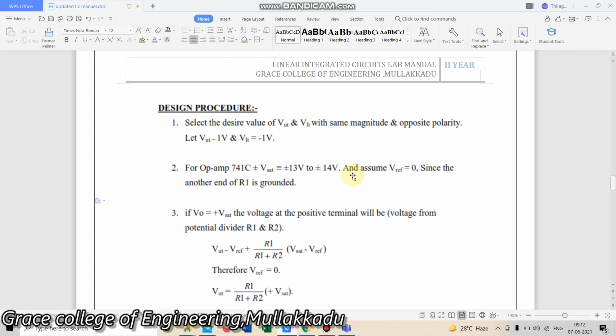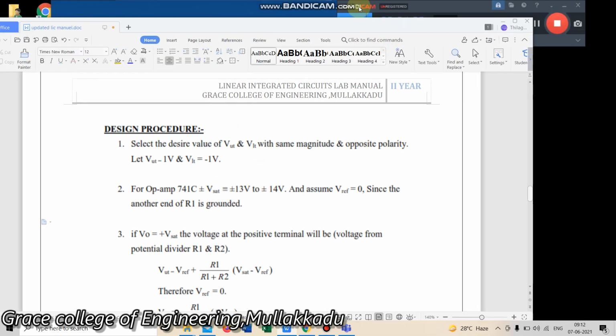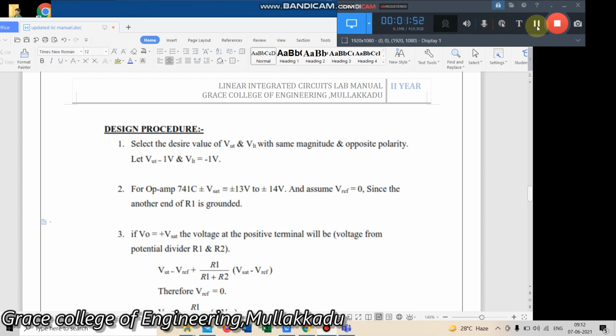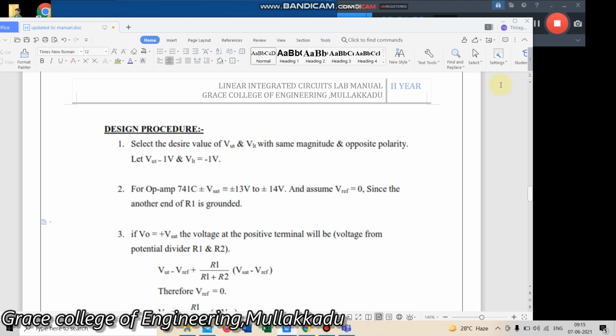For the design procedure, first we have to select two threshold voltages, the upper threshold voltage as well as the lower threshold voltage, and we have to choose Vsat, and V reference is equal to 0. This is the design procedure. We have to select the upper threshold voltage, lower threshold voltage and Vsat voltage.